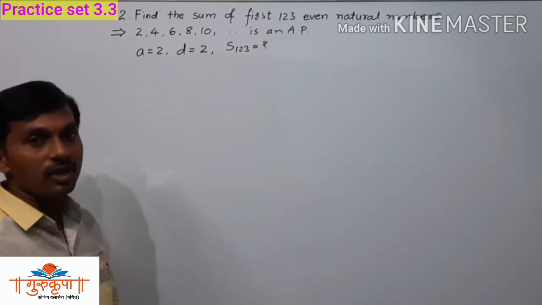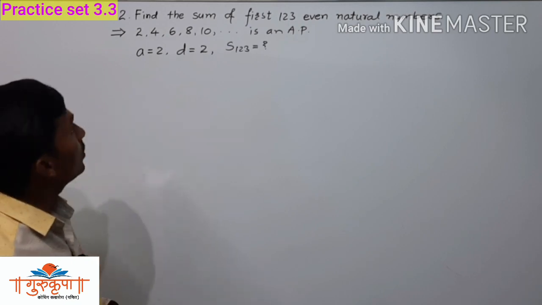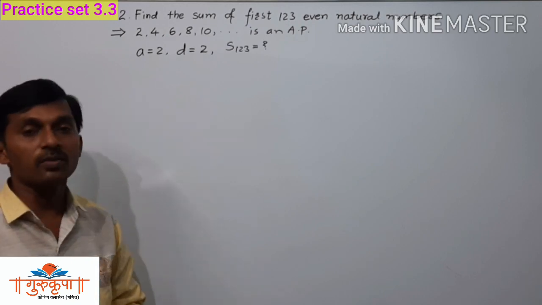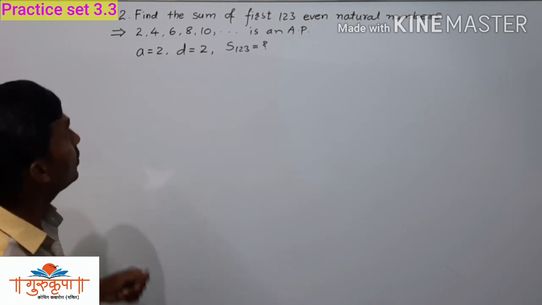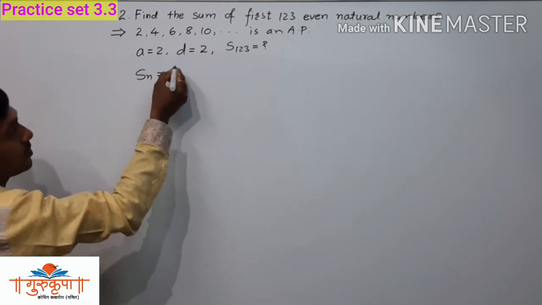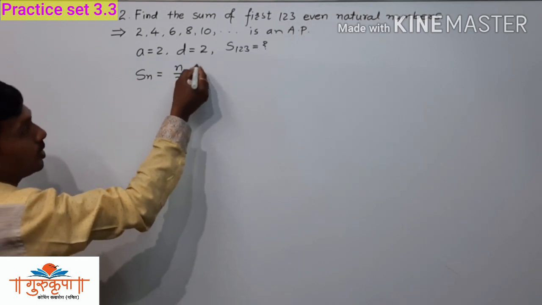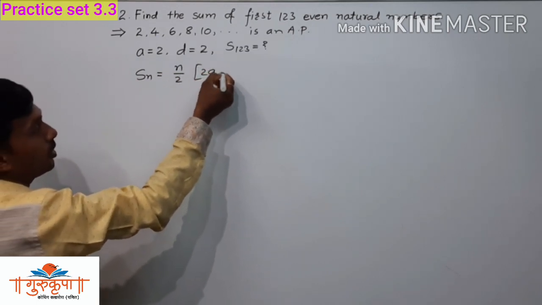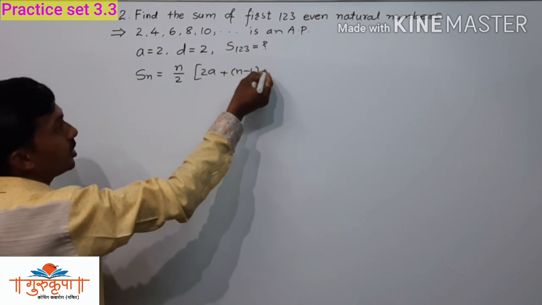That is the sum of the first 123 even natural numbers. Now we will write the formula for finding the sum of the first n terms of an AP, and the formula is Sn is equal to n upon 2 into the bracket 2a plus the bracket n minus 1 into d.